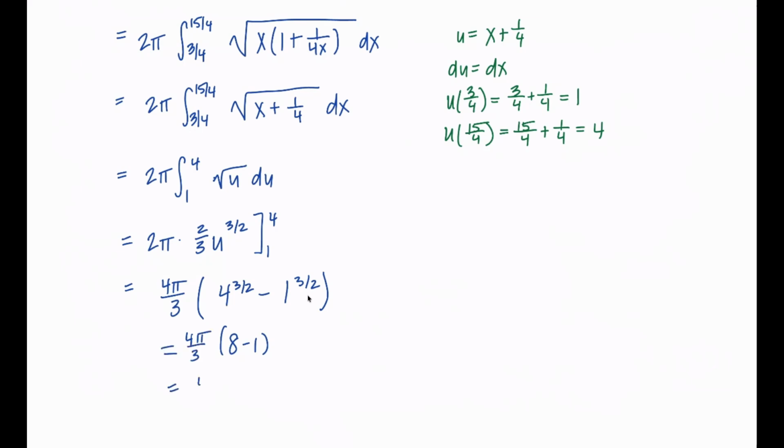So finally we're going to have 4 pi over 3 times 7, for a final answer of 28 pi over 3. And that's it. So that is going to be my surface area of revolution.